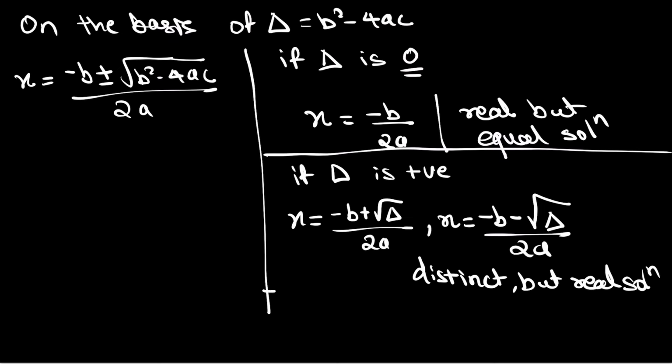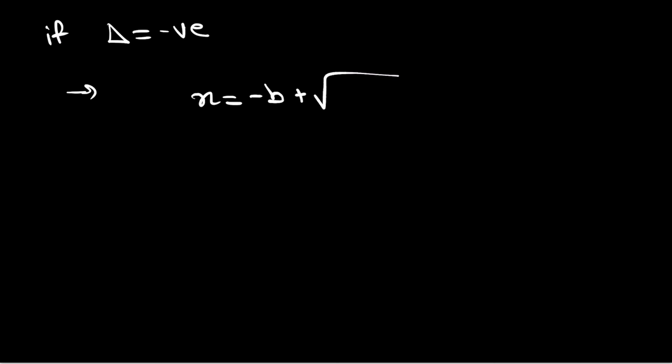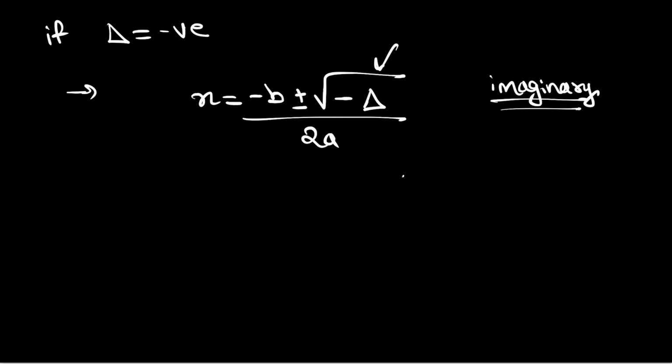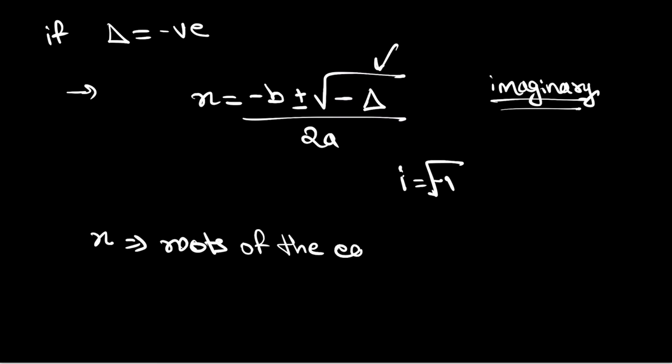These are real still. But in the case if delta is negative, that gives us x is equal to minus b plus minus under root of negative delta by 2a. Now this is an imaginary number. Imaginary numbers are denoted by i, which is root of minus 1. Okay, if this is clear, then x, or the roots of the equation, becomes imaginary.